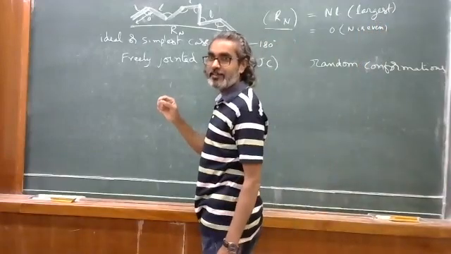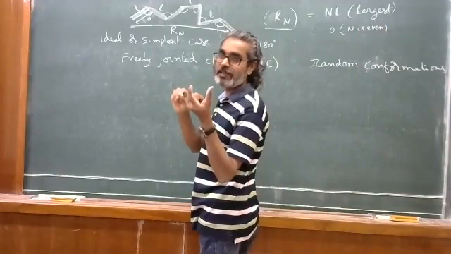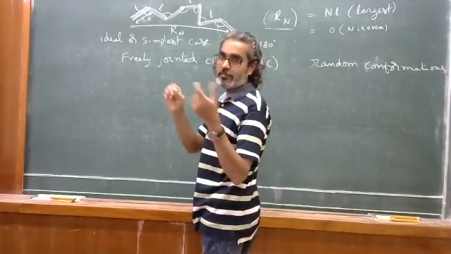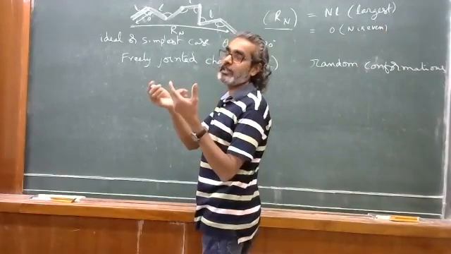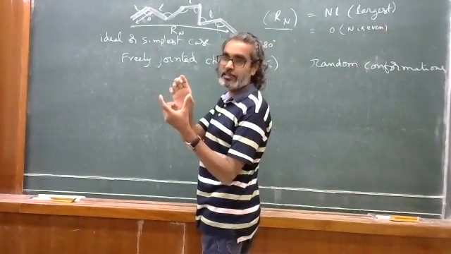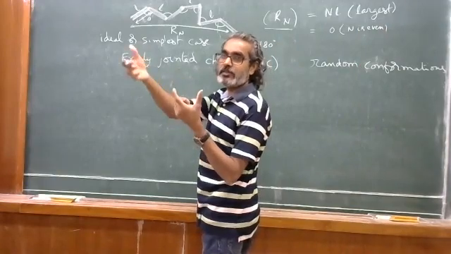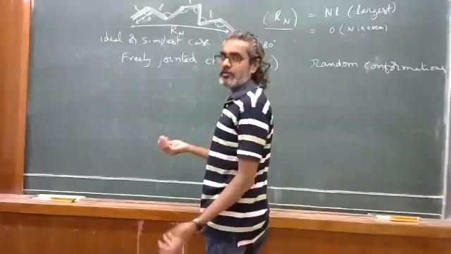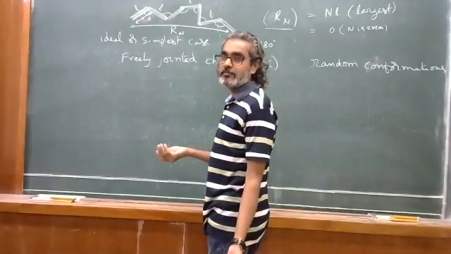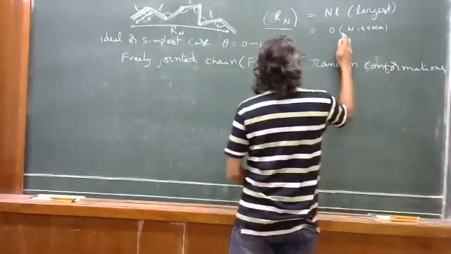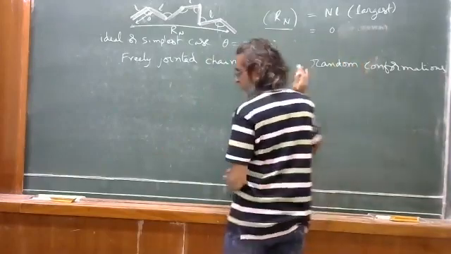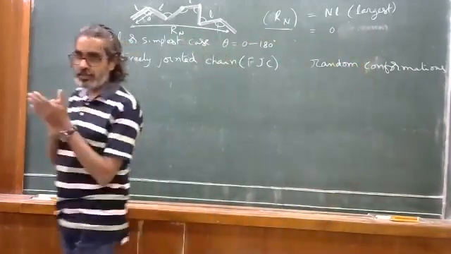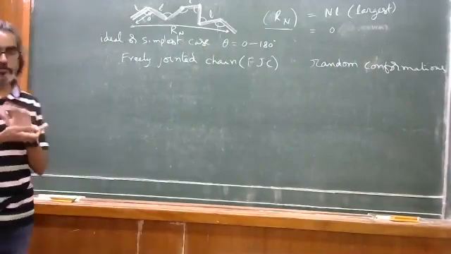So only for 2 segments you can't have 0 unless the angle is 0. But of course, the maximum is nl. So for every even case, you can have 0. So 0 is the smallest. Everyone agrees that 0 is the smallest end-to-end distance one can get in a polymer.